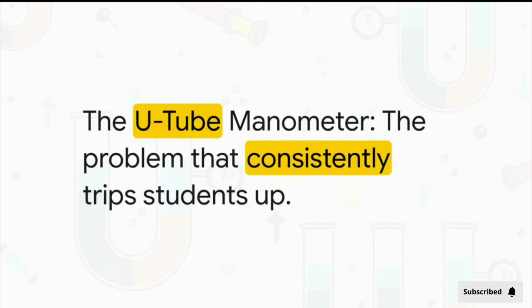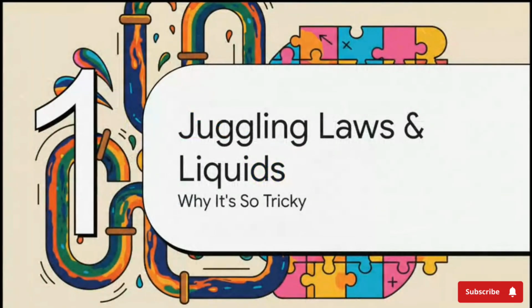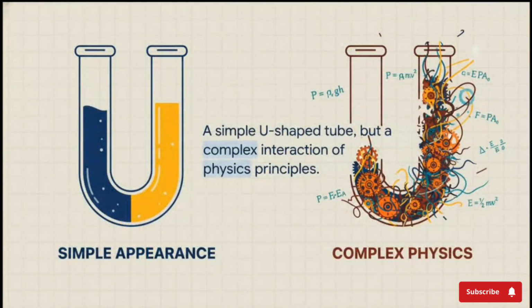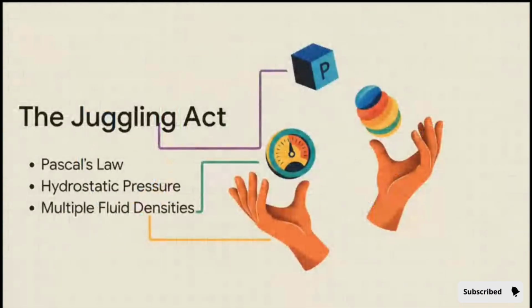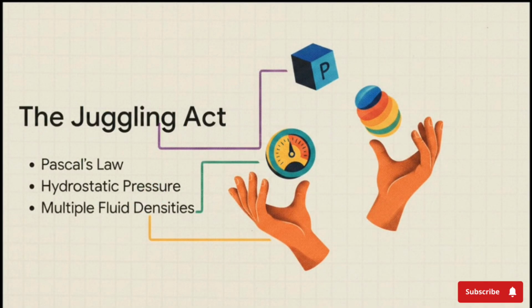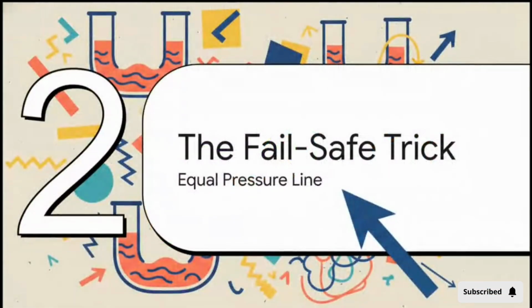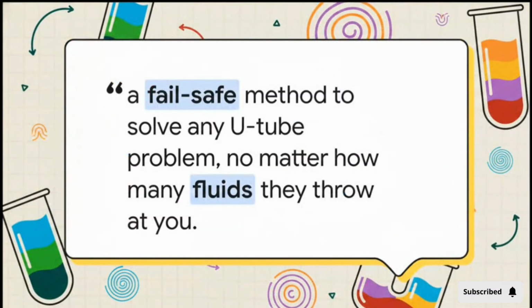We have covered the laws, we have derived the equations, we have tackled the FRQs, but there is one specific type of problem that shows up on almost every AP Physics 1 exam and consistently trips students up, the U-tube manometer. Why is it so tricky? Because it forces you to use Pascal's law and hydrostatic pressure simultaneously while juggling multiple fluid densities.